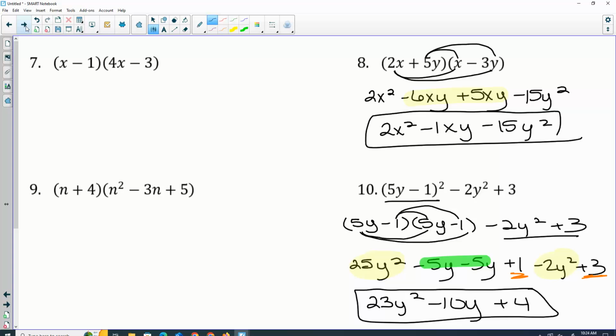What would I do on problem 7? FOIL. So when I FOIL, somebody has to tell me. Maybe I'll just pick on people. Riley, what's x times 4x? 4x squared. Kaden, x times negative 3. I think you can multiply x times negative 3.